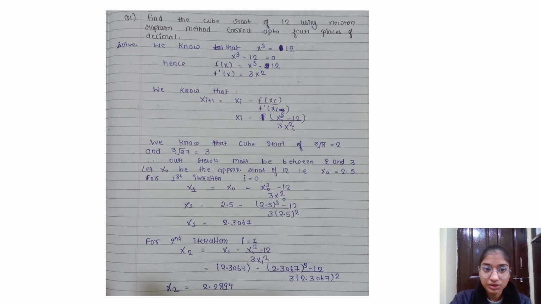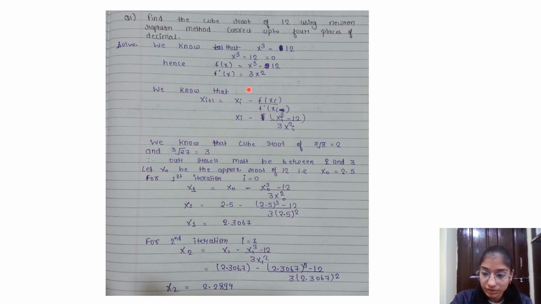Today I am going to solve my first internal test paper set A, and here's the first question, which says: find the cube root of 12 using Newton-Raphson method, correct up to 4 places of decimal. So we are going to start it. We can write x cube equals 12, and x cube minus 12 equals 0. We will find the differentiation of x cube minus 12, which comes out to be 3x square.